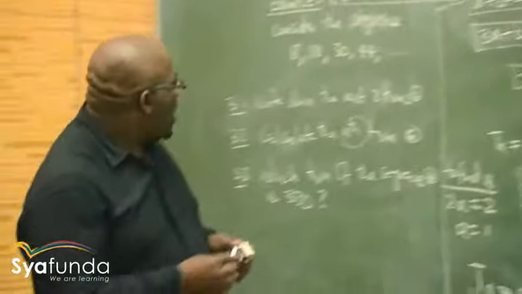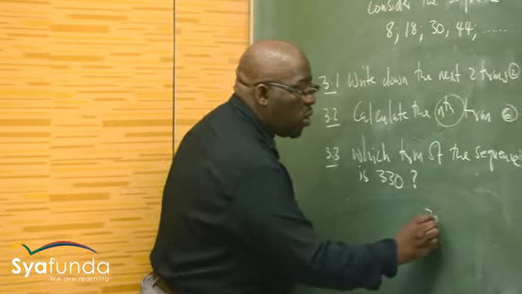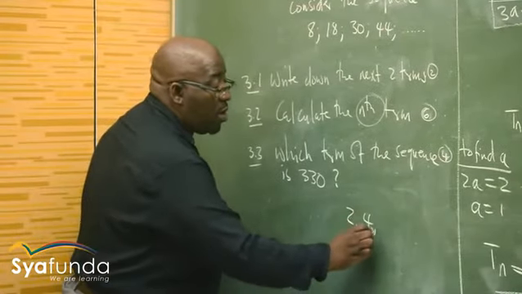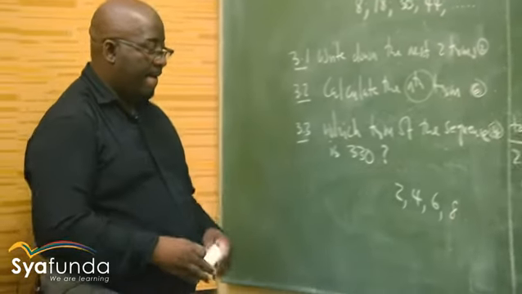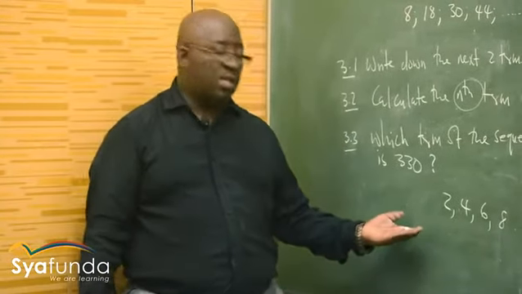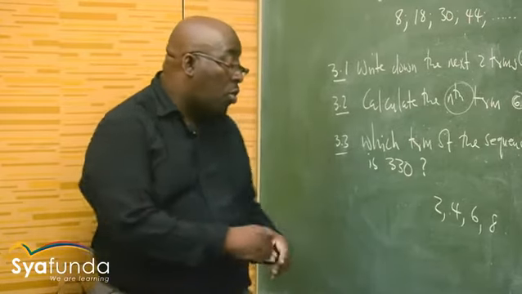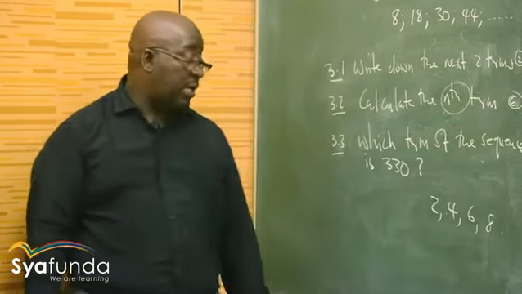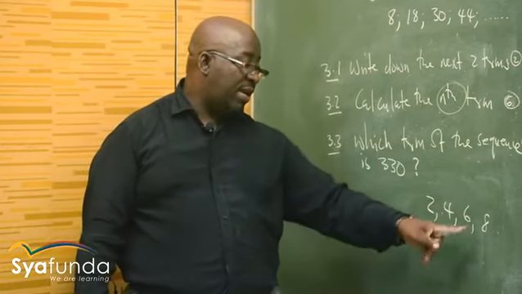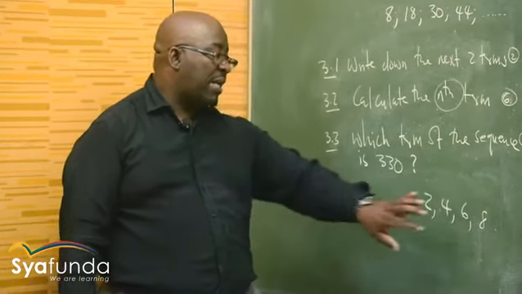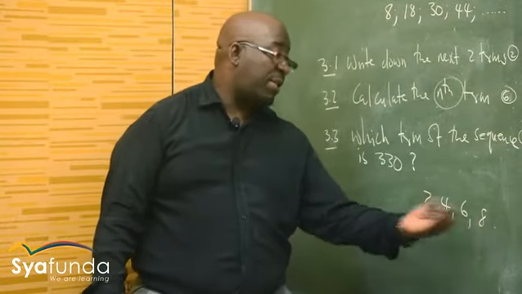Now look here. If I have this sequence, 2, 4, 6, 8. The question is, which term of the sequence is 8? It is 8, and its term is 4. When I ask this, I am not concerned with the terms that come after it. So this becomes my last term in this particular case.